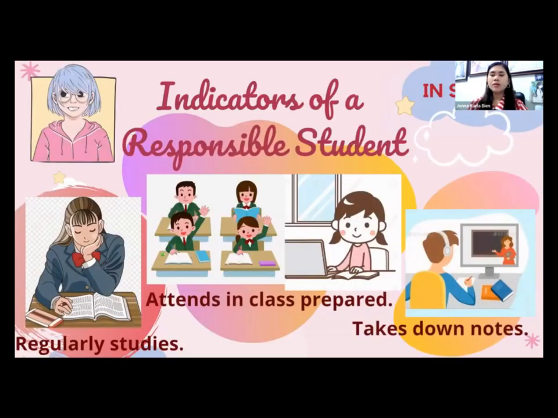So, a responsible student in school regularly studies and attends class prepared. They are not just there to have their attendance taken, but physically, emotionally, and mentally, they are present and focused on the task that they are doing. Be it a simple discussion in class, they would concentrate on listening. Their mind is with the lesson. Their mind is with what the teacher is saying.